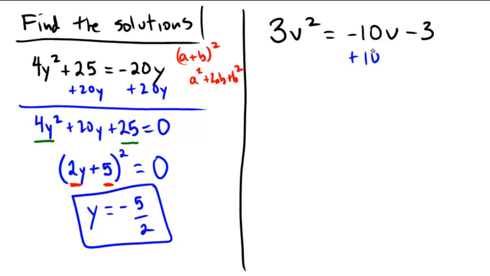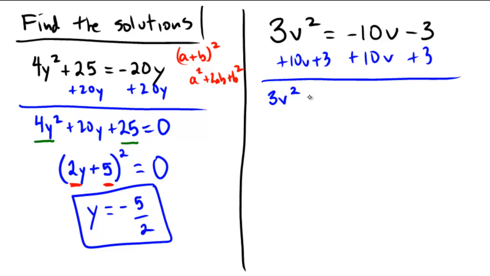So we'll start off with the same approach. Add 10v, add 3, add 10v, add 3. So we have 3v squared plus 10v plus 3 equals 0. Okay, now this one's definitely not a perfect square trinomial, right, because we do not have a square root of 3 and 3, or not an integer square root of 3 anyway.